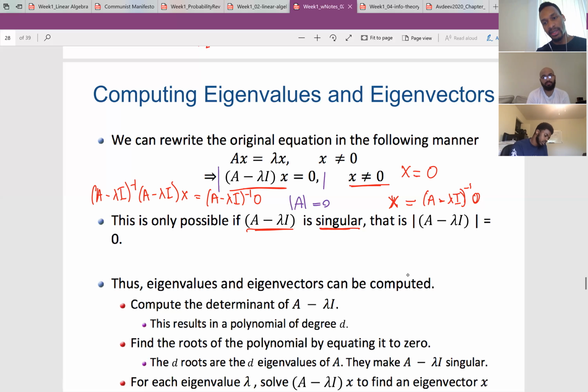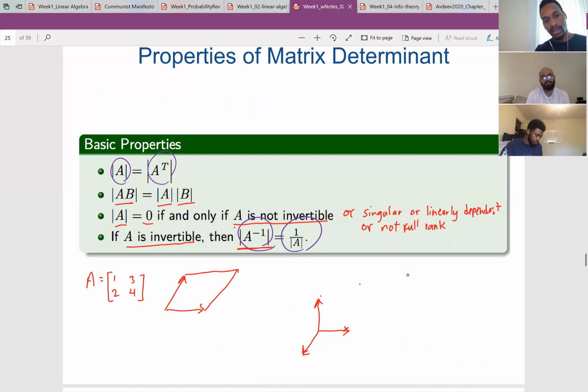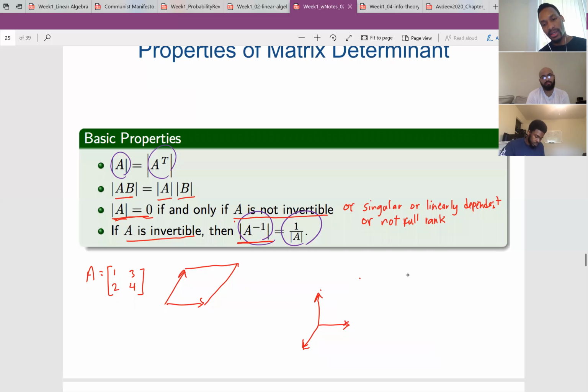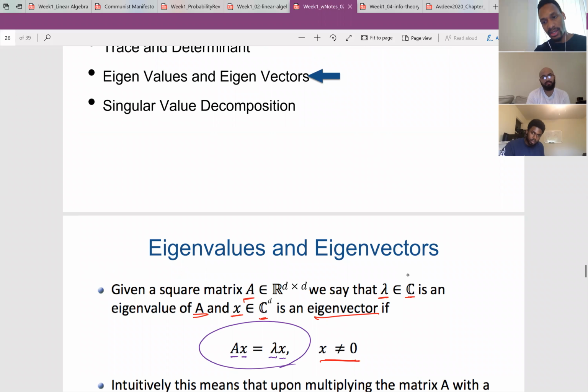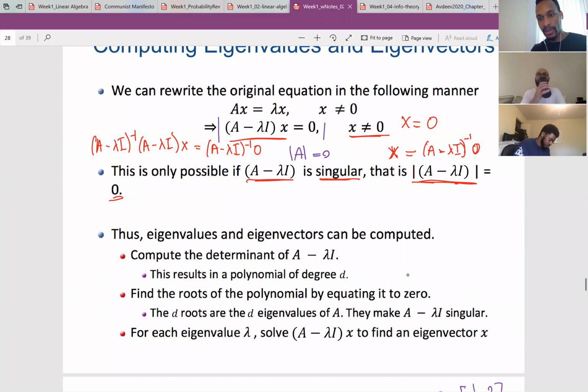And like we said from the determinant facts, if something is not invertible, the determinant is equal to 0. And so that allows us to write this equation that the determinant of A minus lambda I is equal to 0. Okay. And so then we can basically just do some determinant computation of this matrix, computing the determinant of this in symbolic form.